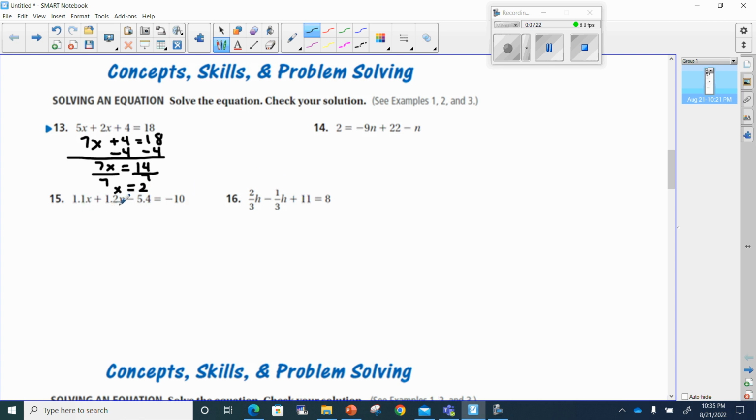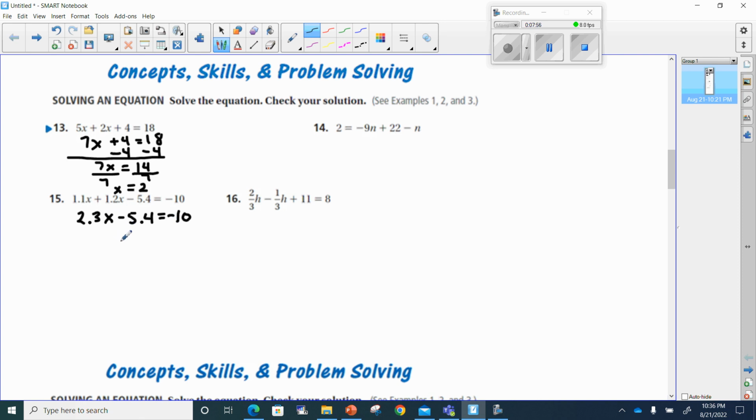Number 15, we got some decimals to work with here. So let's go ahead and combine them first, since these are like terms. I'm going to take 1.1x plus 1.2x and combine them and make 2.3x. I'll bring down the rest of the numbers because I really didn't combine them yet. Now I'm going to combine these like terms of both numbers. Even this, if this is a decimal, it's a constant.